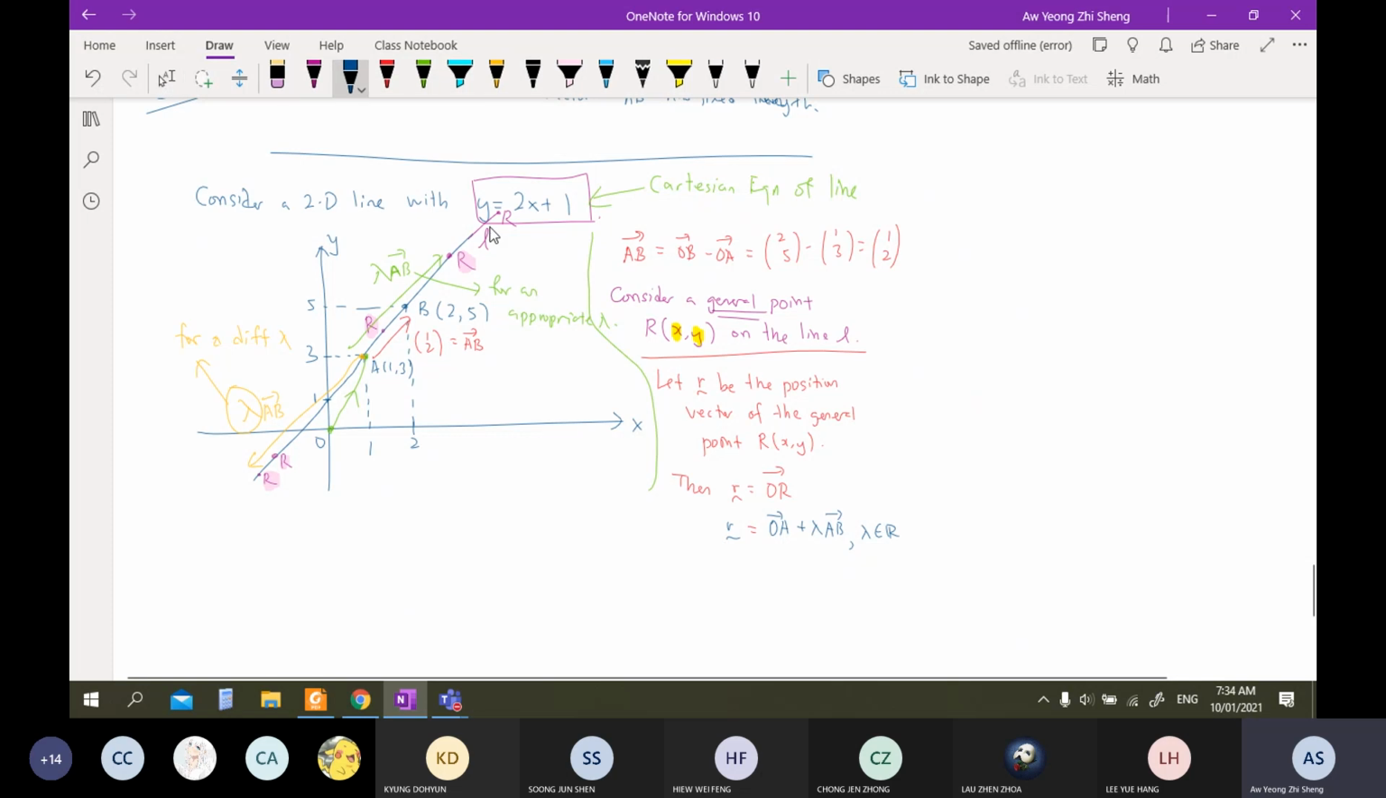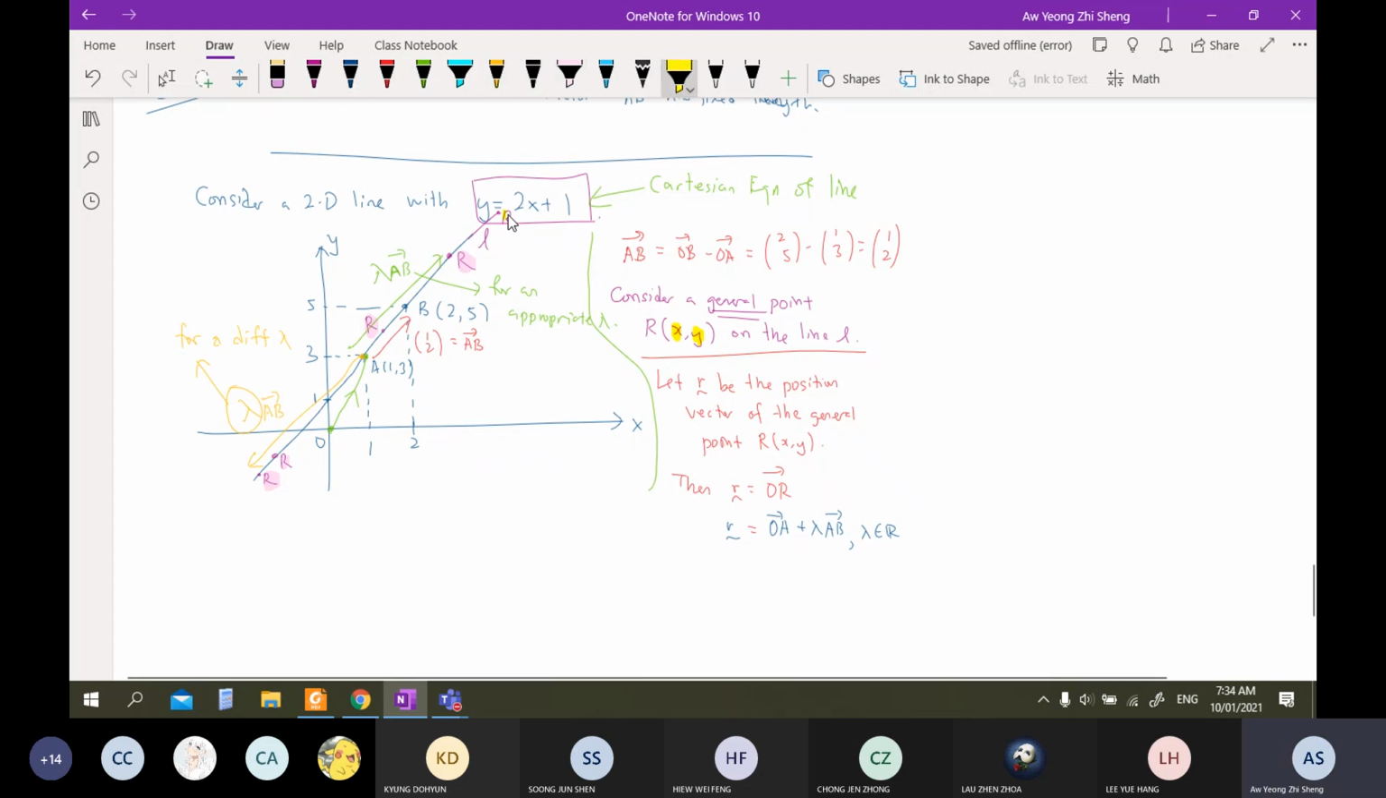I first started by drawing the line on a usual xy plane, right? And I identified two points A and B on the line, and I constructed a vector, the vector AB, which is parallel to the line L. Then I introduced a general point R with coordinates x, y on the line L. The general point means the point can be anywhere along L. And so I've labeled several possible positions of R on my diagram.